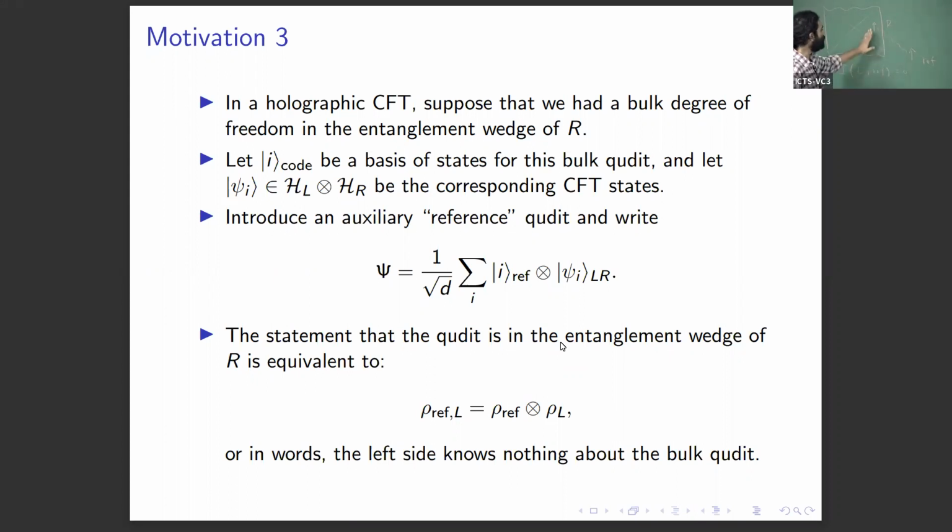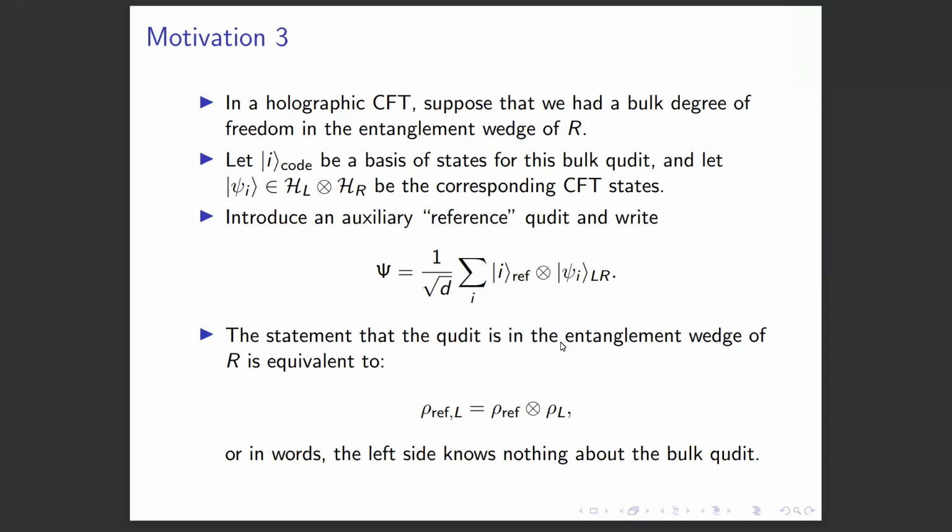It has nothing to do with the bulk state. But doesn't the Ryu-Takayanagi formula say that the bulk wedge, whatever exists in the wedge, is kind of the dual to the thing that is on the boundary? That's right. But it's not this reference system. It's the qubit, which is in the entanglement wedge of R. That's a different system as compared to this reference system.